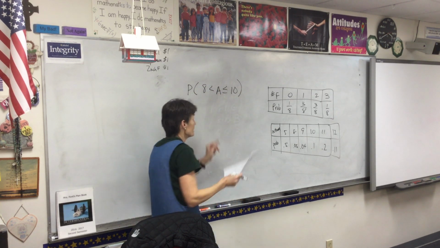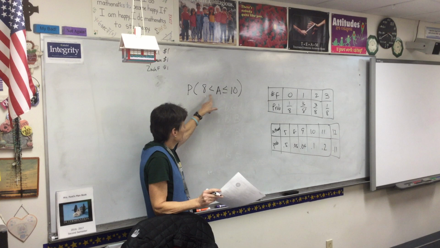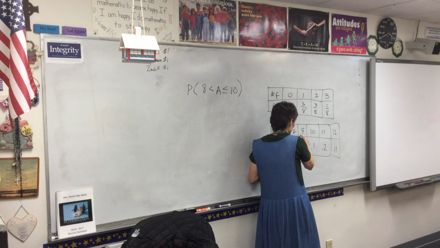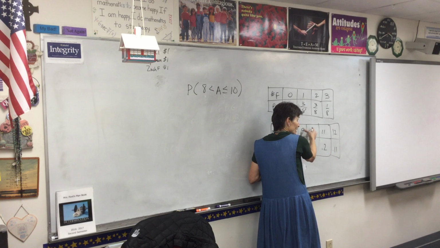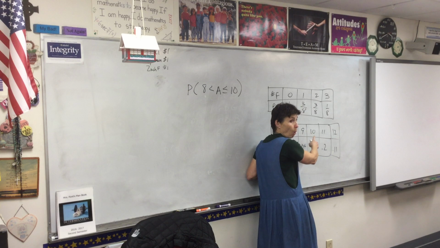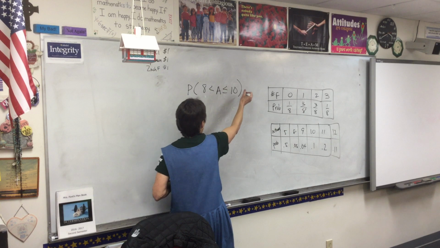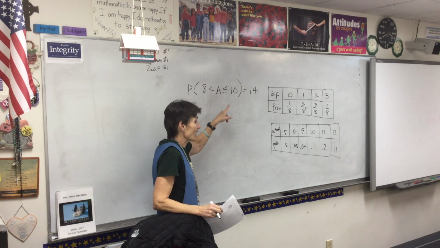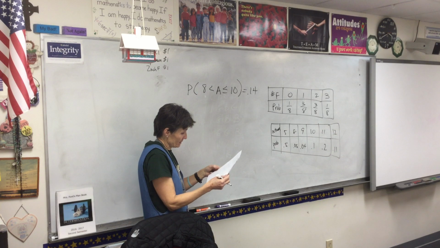in this interval. Now, what does this mean? You're more than 8, but less than or equal to 10. So more than 8 would be here, but less than or equal to 10. Aren't we talking about these columns right here? So we're going to add these probabilities because we have to be a 9 or a 10. So the answer is 0.14. Perfect. This right here tells me I have to be a 9 or a 10. So I'm going to add those probabilities.